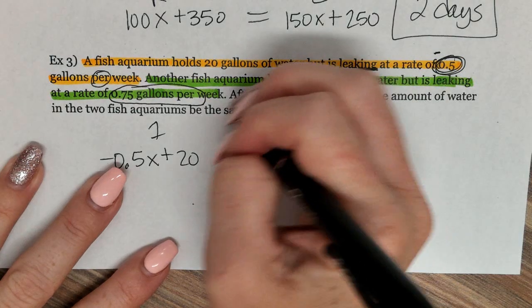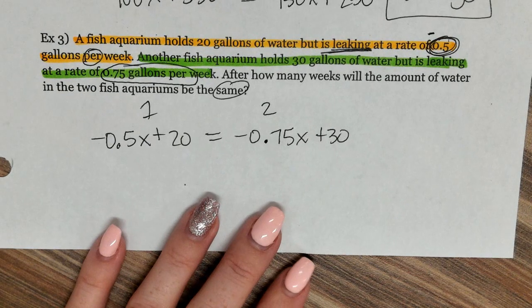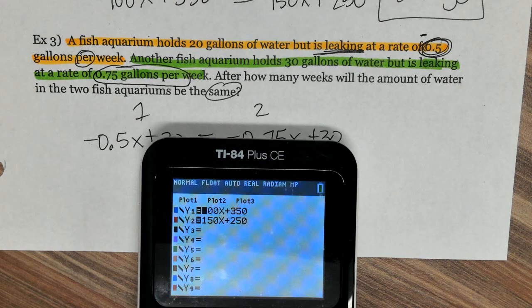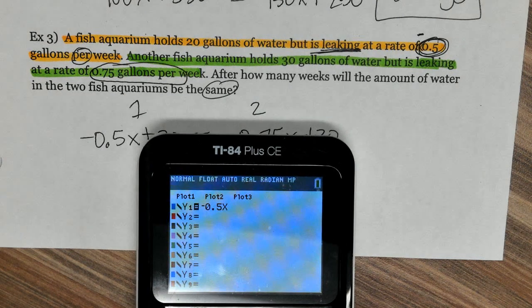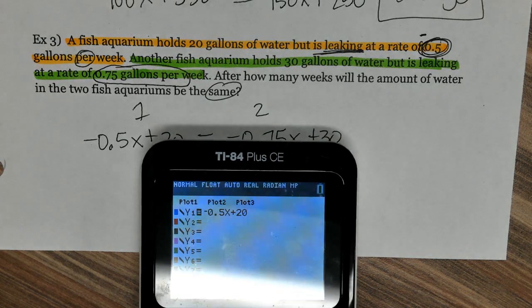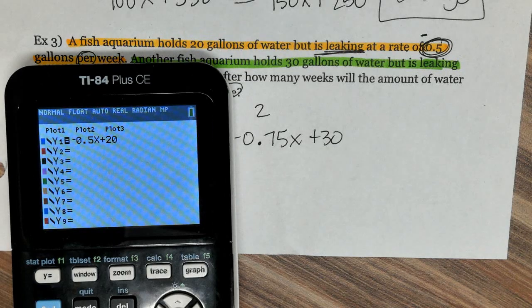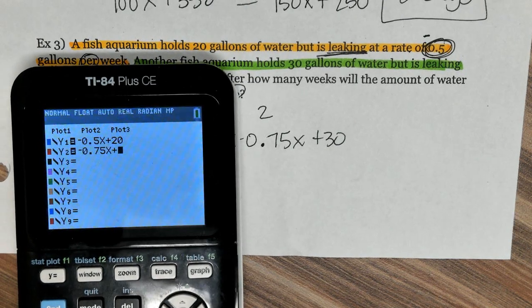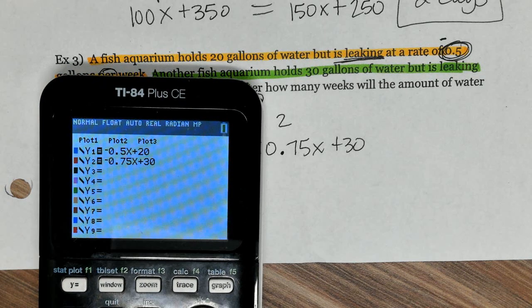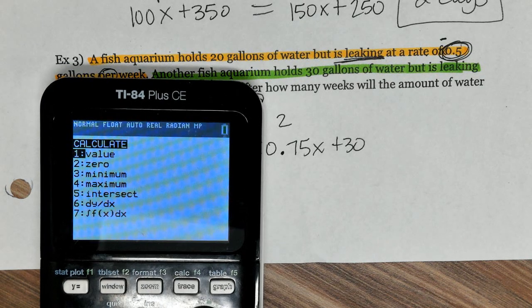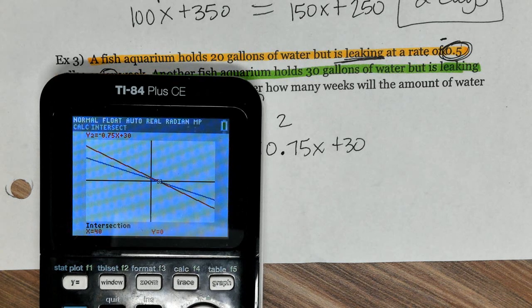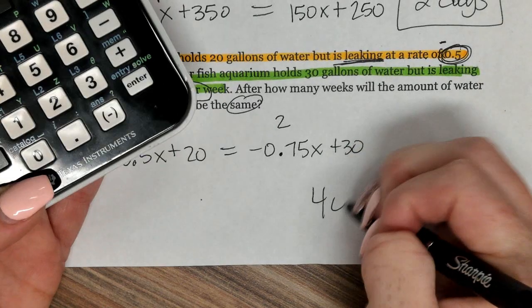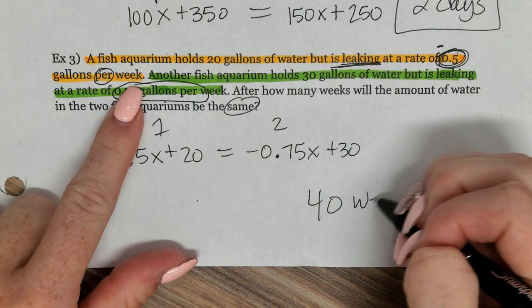Then it says, when will they be at the same? So I put an equal sign and go solve it in my calculator. All right, so y equals negative 0.5x. Please put in the negative sign and not the subtraction sign. Plus 20. Negative 0.75x plus 30. Second trace, option 5. Wait for it to graph. Enter, enter, enter. And the answer is 40. 40 what? 40 weeks.